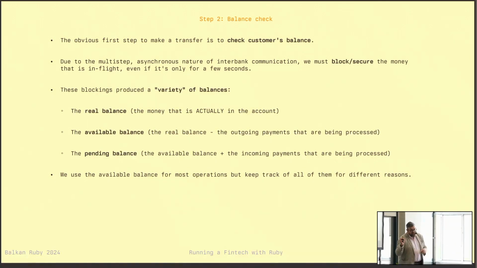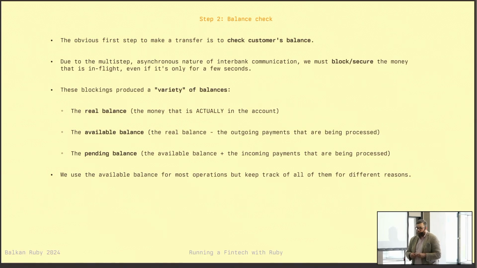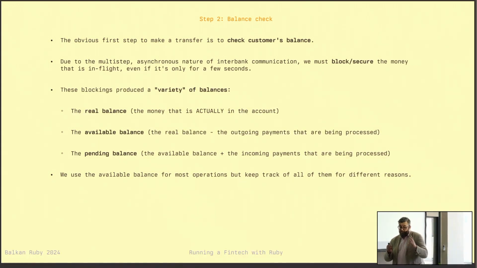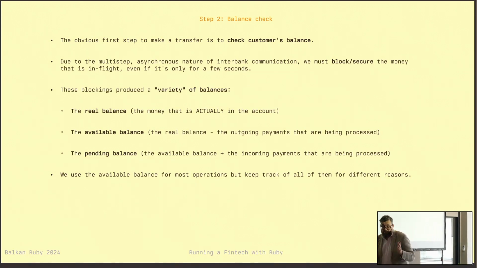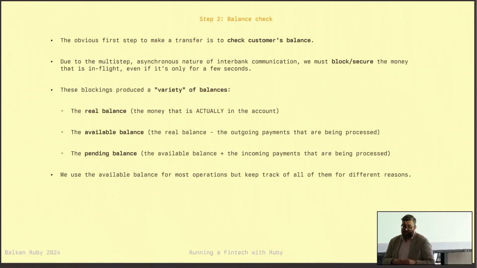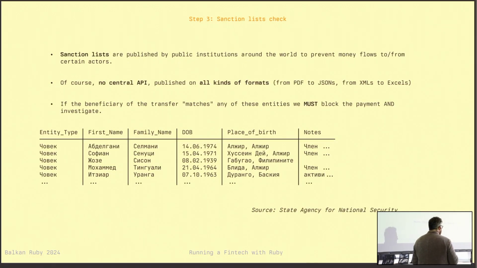We usually handle the available balance more than any other, but we have to keep track of all of them. So again, we basically check: you have a claim for 200 euros, your available balance is 1,000 euros, so okay, let's go ahead. Next step. Next step is something we call the sanction list.